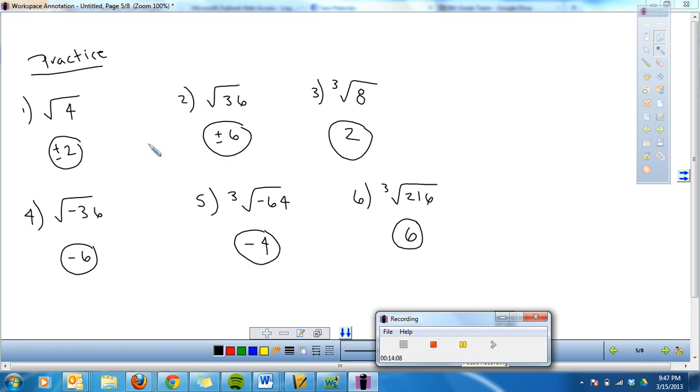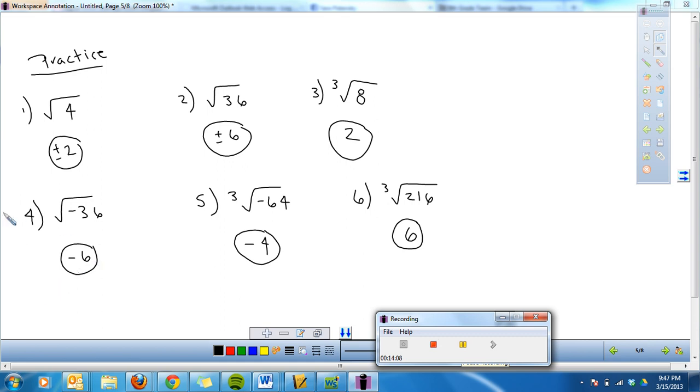Alright, go ahead and check your answers. Make sure that on numbers 1 and 2 you have plus or minus 2. Since it's a positive 4, you could either get positive 2 or negative 2 to get 4. And for 36, you could either get positive 6 or negative 6. On these ones, the only solution that works for a cubed root is positive 2. On negative 36, the only solution that works is negative 6.